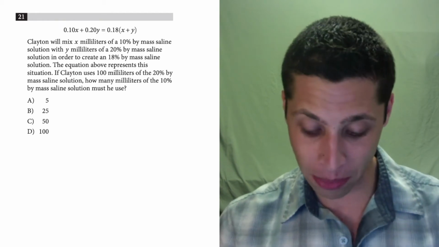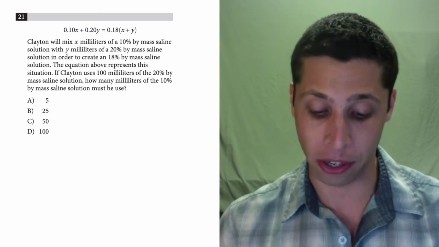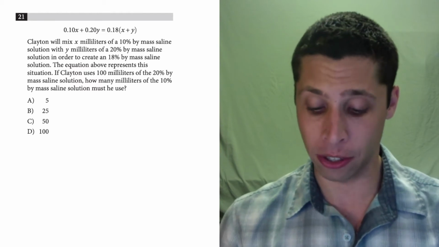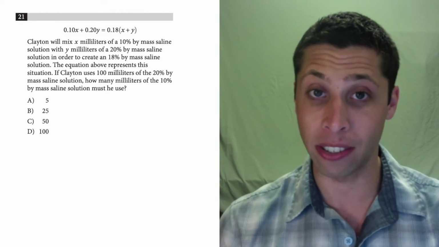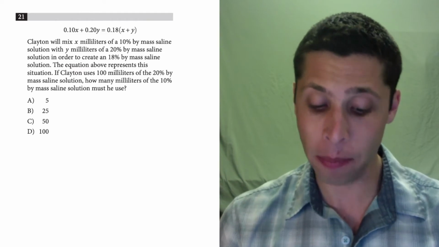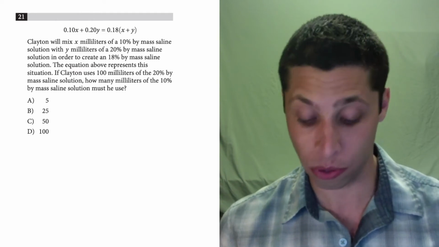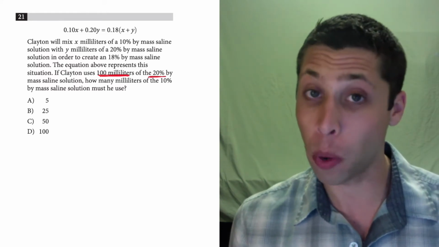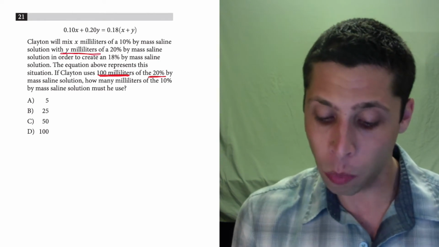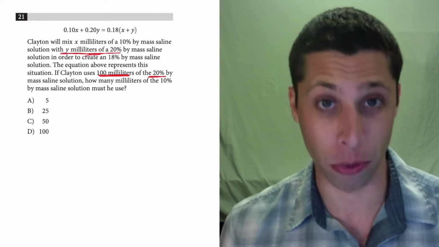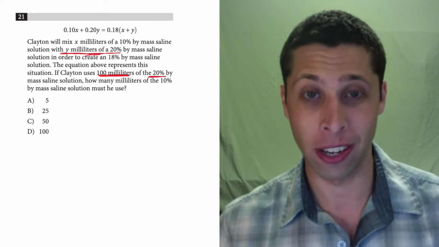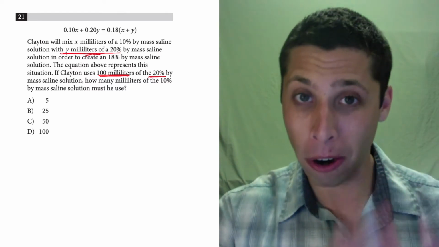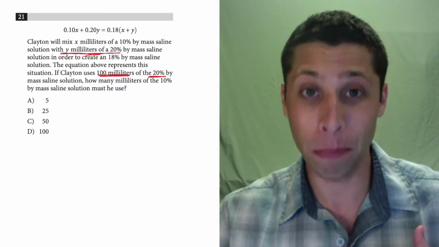But the next sentence gives us something that's actually important. The equation above represents the situation. If Clayton uses 100 milliliters of the 20% by mass saline solution, how many milliliters of the 10% by mass saline solution must he use? So really they're telling us that 100, because it matches with the 20%, is the value of y, which they tell us earlier in the question. We're really just following instructions here and putting this number into the right part of this equation. This is a point and we're plugging it in.